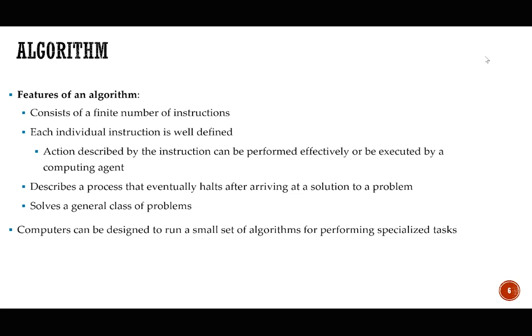An algorithm describes a process that eventually halts after arriving at a solution to a problem. So we need to have a termination condition, otherwise it never stops. An algorithm solves a general class of problems, which is very important. So for example, this algorithm subtracts any 2 numbers. It's important. So it should be a general class of problems. And just as a note, computers can be designed to run a small set of algorithms for performing a specialized task. So for each task, we define an algorithm and we can run them.